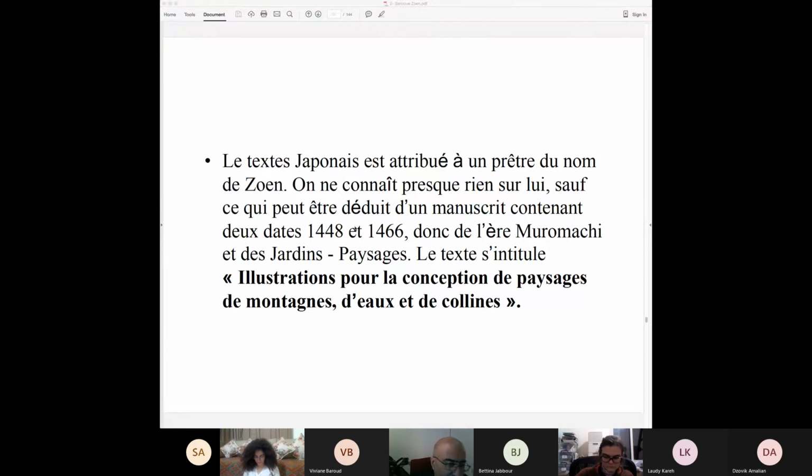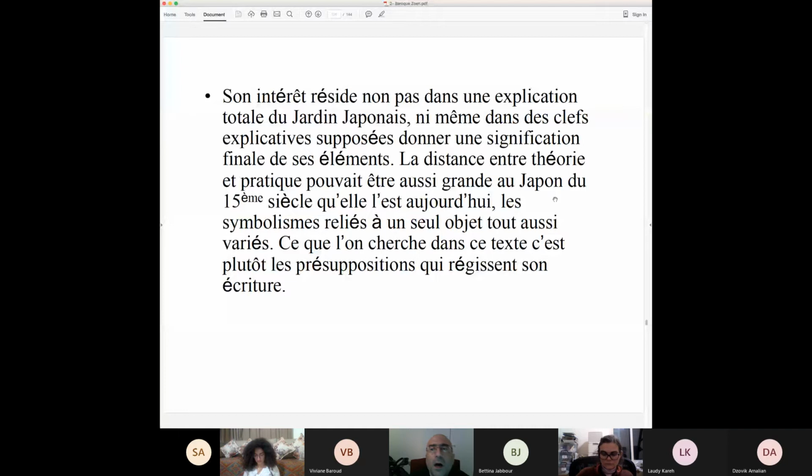Notice that they are viewing the garden as basically a painting, and this is completely understandable in that the origins of Japanese gardens are, in fact, in paintings. We see, by the way, something very similar with the British gardens, with English gardens.